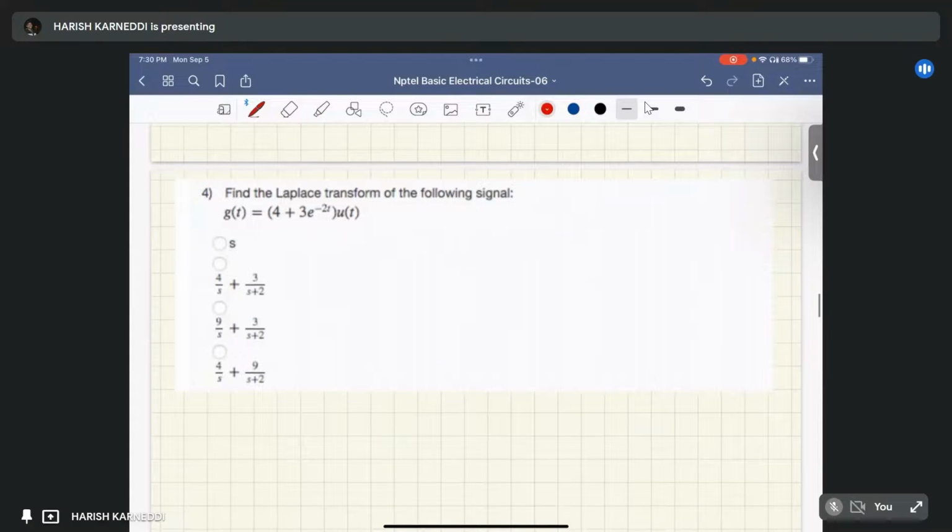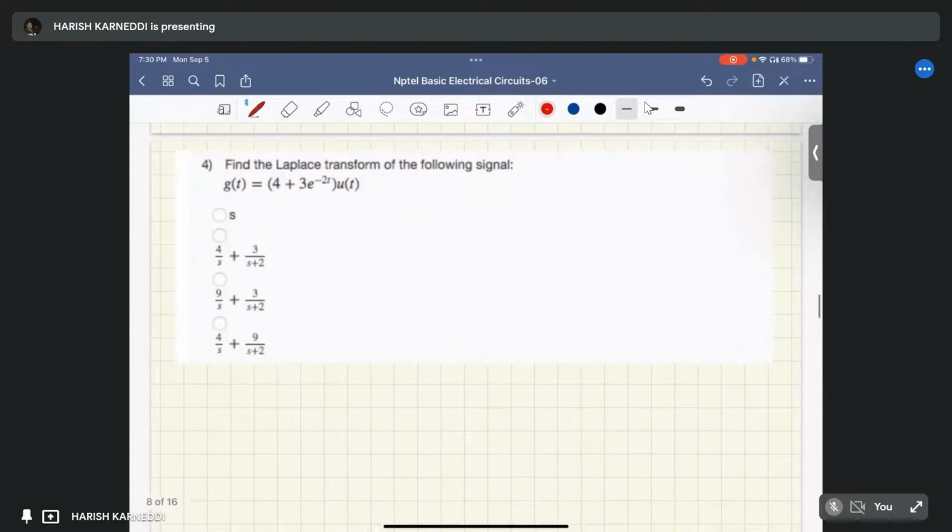Find the Laplace transform of the following signal. The signal is given as 4 plus 3 into e power minus 2t. The Laplace transform of the constant is 4 by s, and here you can take the constant outside, and the Laplace transform of e power minus kt is 1 by s plus a.